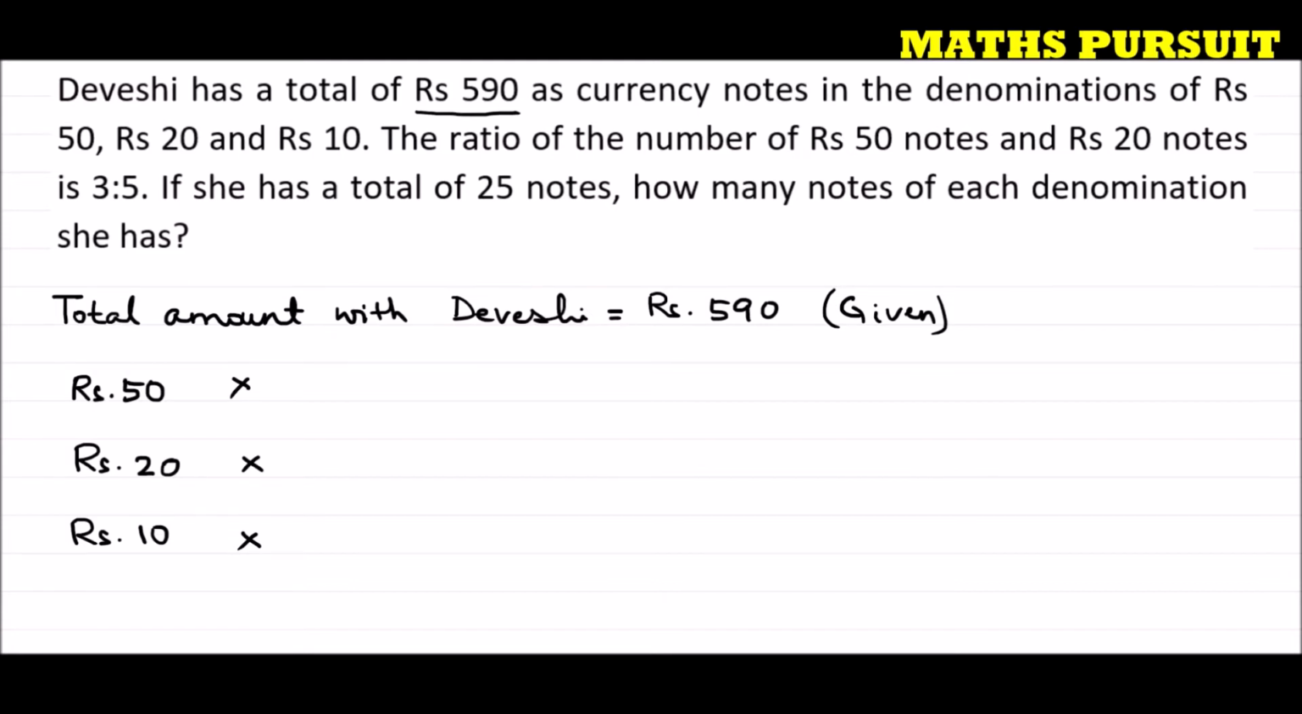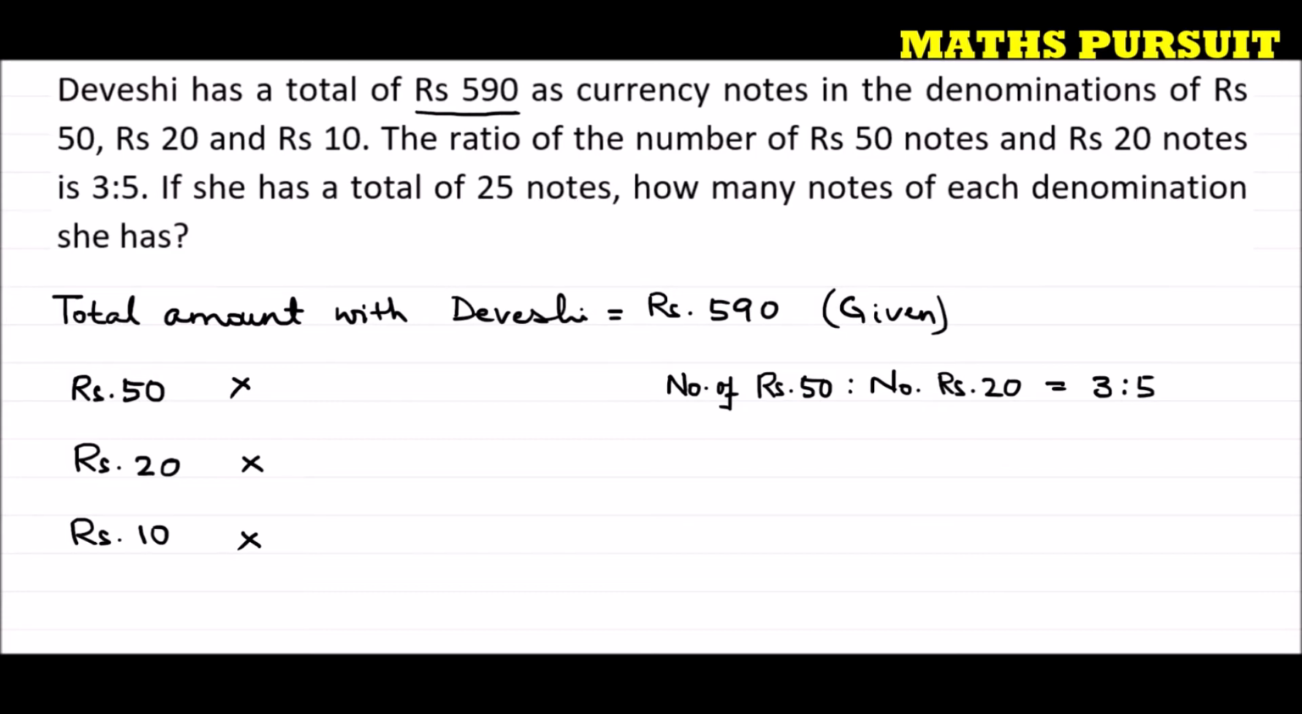Now let us further read the question. The ratio of the number of rupees 50 notes and rupees 20 notes is 3:5. So the question is telling us that the number of rupees 50 notes is to the number of rupees 20 notes as 3:5. So it is of the ratio 3:5.